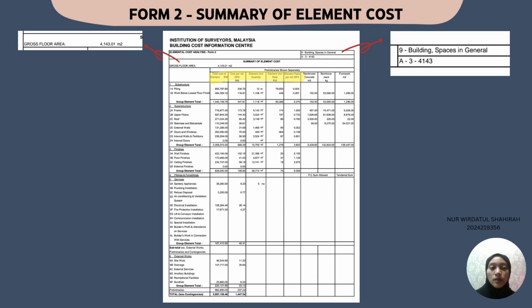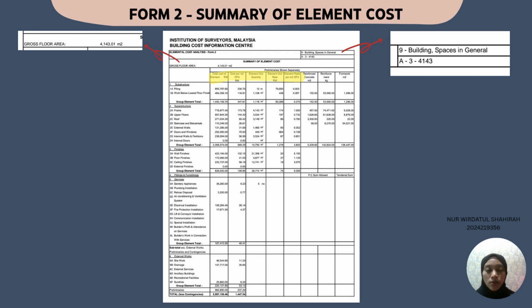The sixth and final element, external works, accounts for RM2,200,121.80, or 3.67% of the total cost. External works include site preparation and development, drainage system, and miscellaneous items or sundries. Although this is the smallest element in terms of cost, it plays a crucial role in ensuring the building's functionality and integration with the surrounding environment.